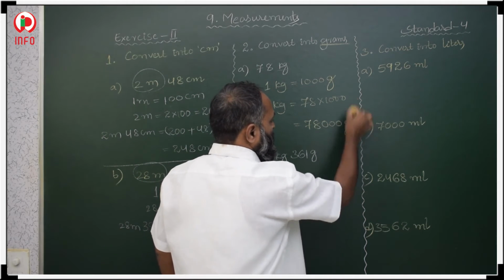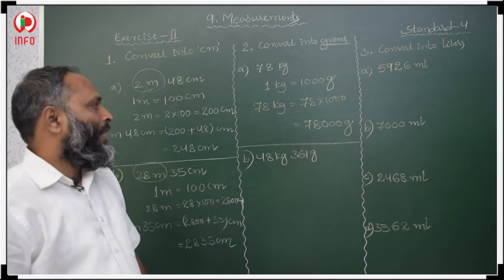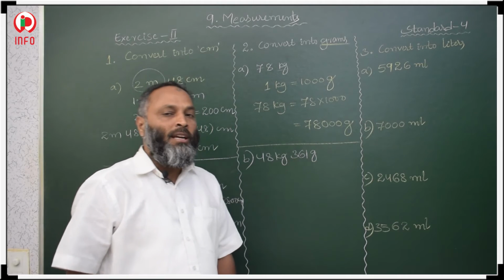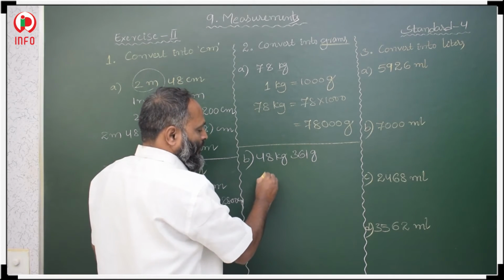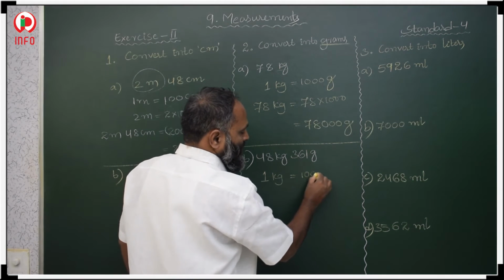78,000 grams. Okay. Now, the next question, 48 kgs 361 grams. Then first, we should take 1 kg is equal to how many grams? 1 kg is equal to 1000 grams.